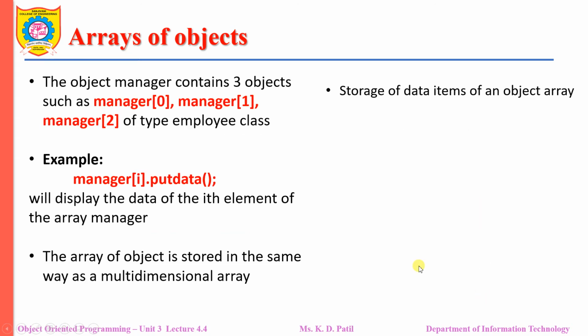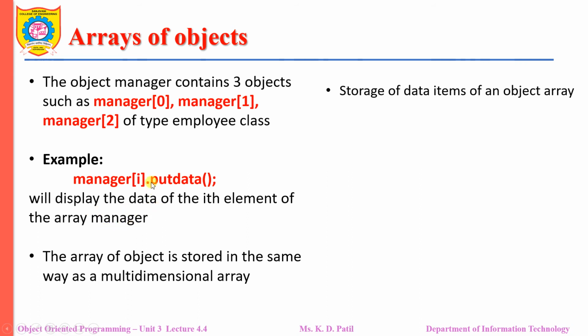Now let me show you. The object manager contains 3 objects, as I told you, such as manager of 0, manager of 1 and manager of 2 of the type employee class. Now for an example, if I want to access the element of that array, and if I want to display the element using the put data function, then I can write manager of i dot put data. Here it will display the data of the ith element of the array manager.